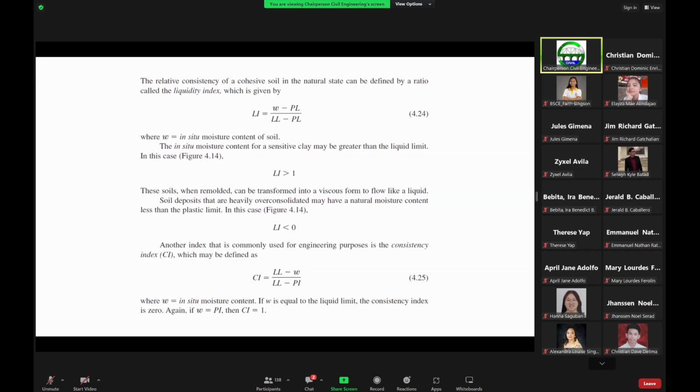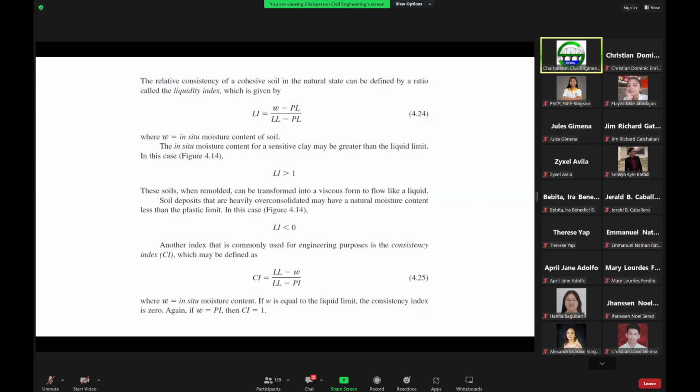When you say the active zone, this is the zone where there is a change in the moisture content, for example, during heavy rainfalls and during the dry seasons. For example, when you encounter El Nino or La Nina, then you have evaporation and infiltration happening within the ground. I think you learned this in hydrology. So there will be a change in the moisture content.